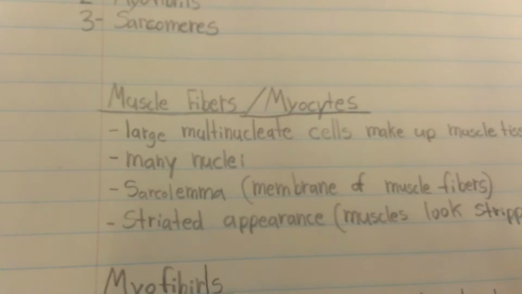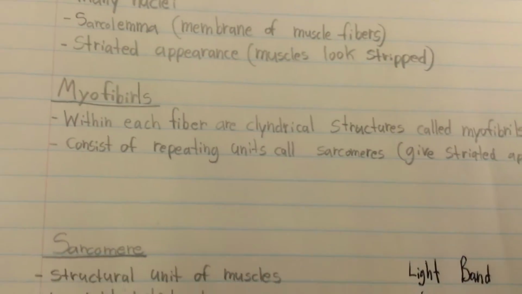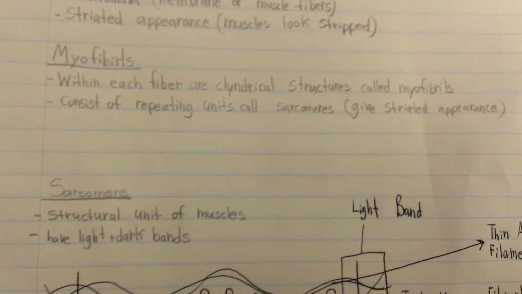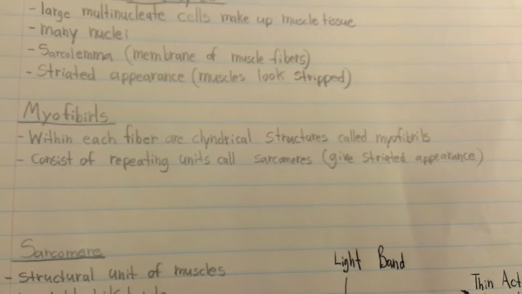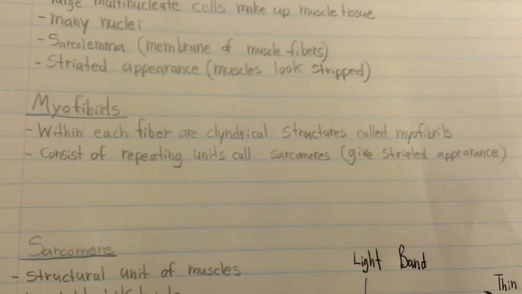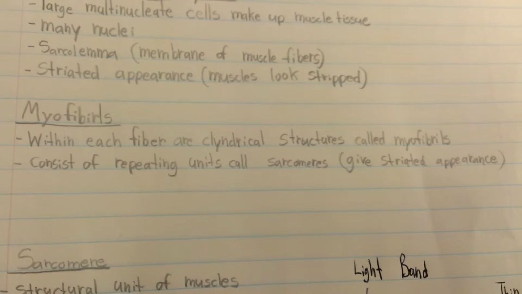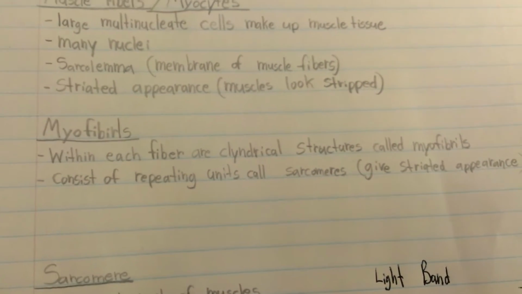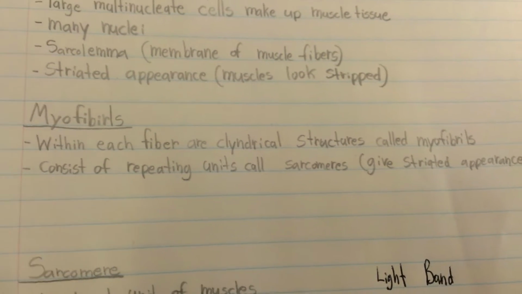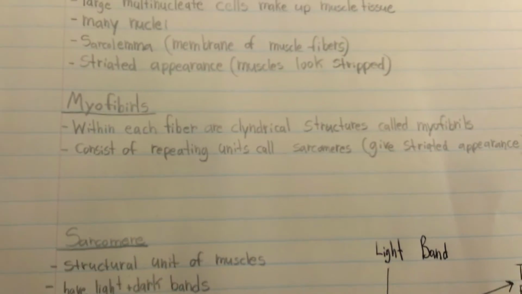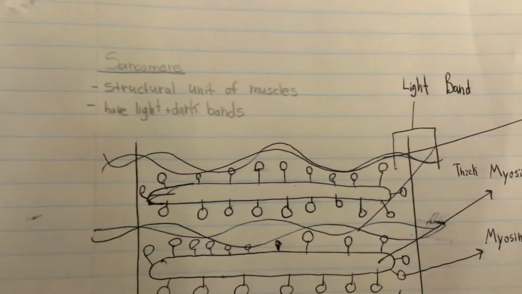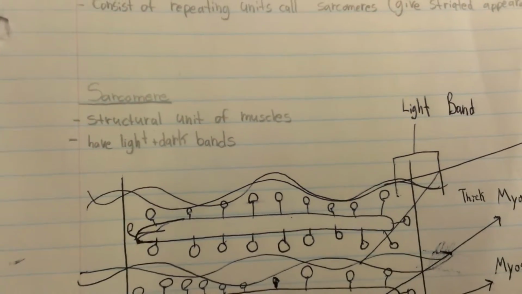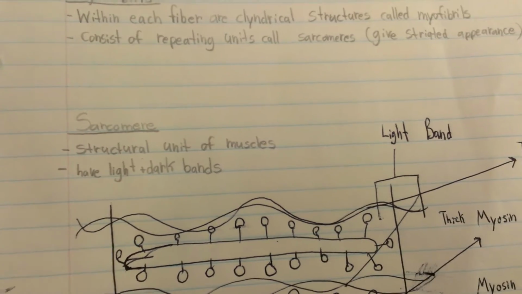Okay, so now we know what a muscle fiber is. Now, within each muscle fiber are cylindrical structures, which we call myofibrils. Myofibrils are basically just another subunit of muscles as you go into it. So within each fiber you have cylindrical structures, and these cylindrical structures each individually consist of repeating units called sarcomeres, which give this striated appearance. Now the sarcomere is the structural unit of muscles. That's what helps cause muscles to contract. And there are tons of these in your muscles.